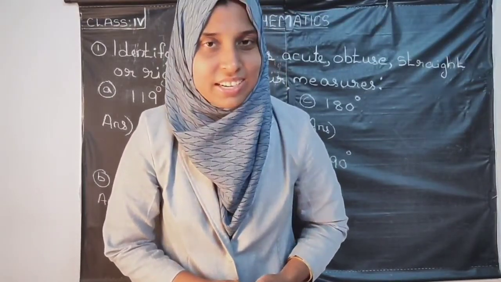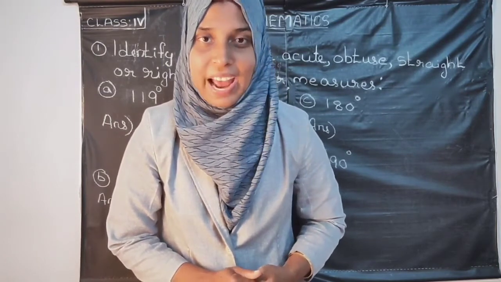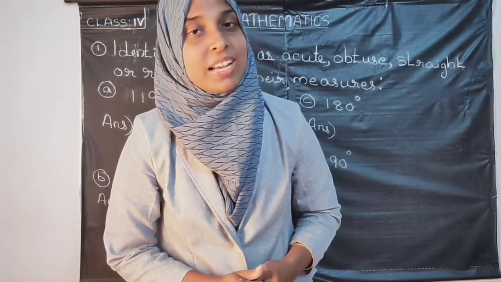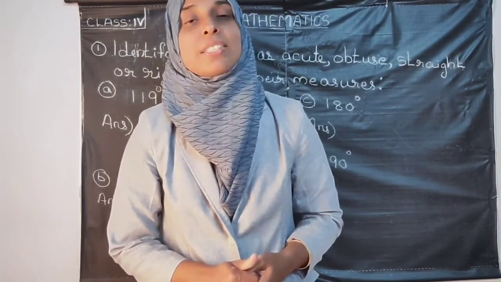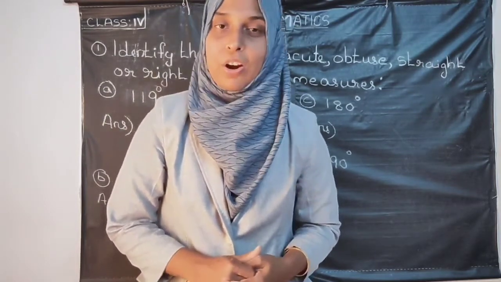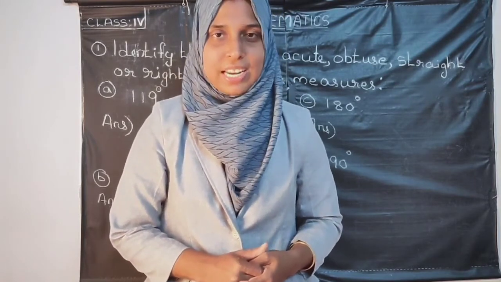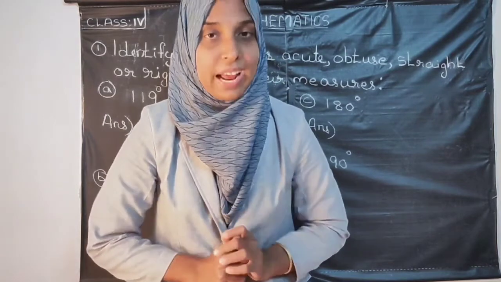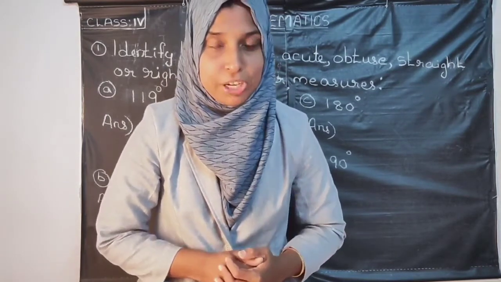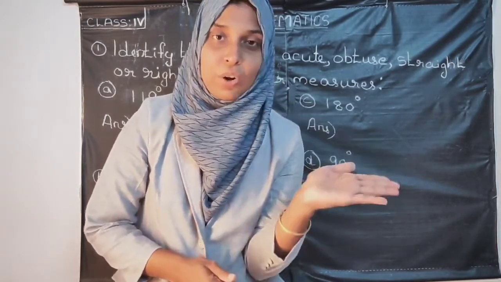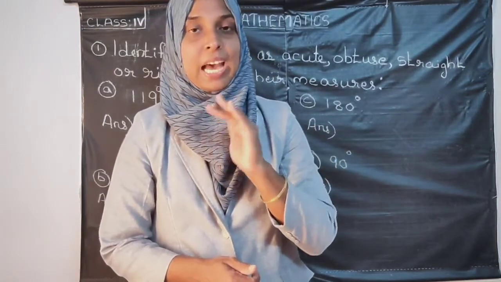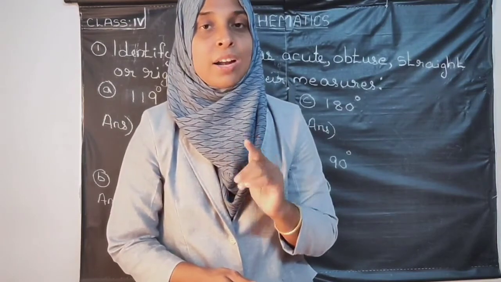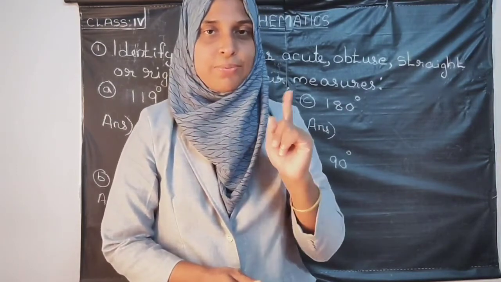In the last class, we studied angles. We have already studied the classification of angles. It is classified into 4 types according to their measures. So, which are the types we have studied? First one is acute angle, an angle which measures between 0 degree and 90 degree. That is the first type.